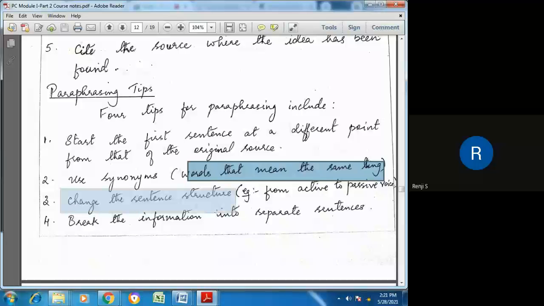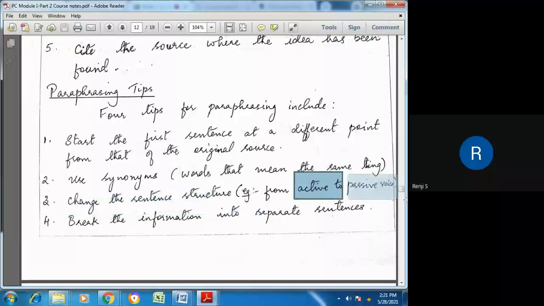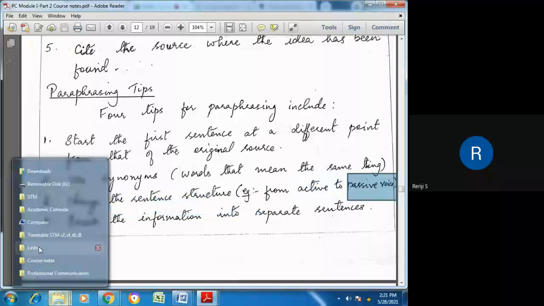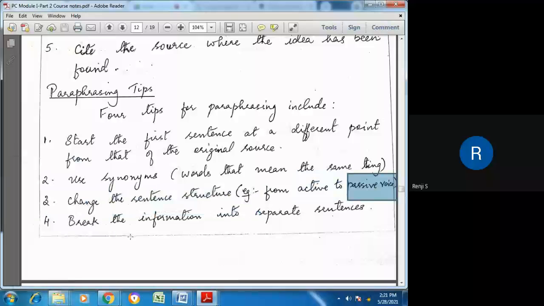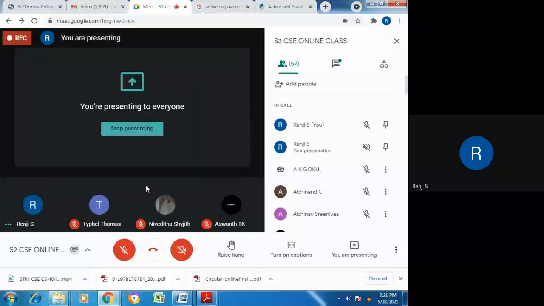Then change the sentence structure. That is, if the sentence is written in active voice, you may change it to passive voice. You might have studied in school what is active voice and what is passive voice. Do you know what active and passive voice is? Have you heard of active and passive voice? Have you studied it in school?